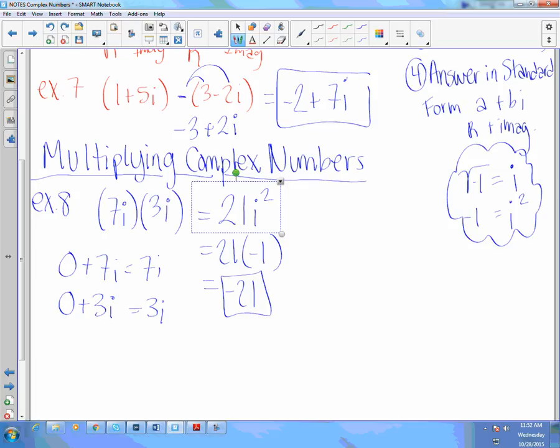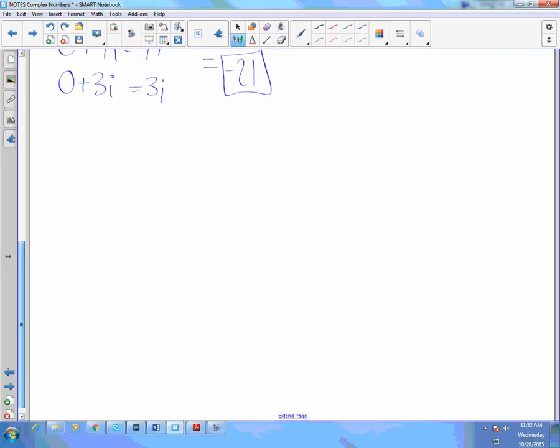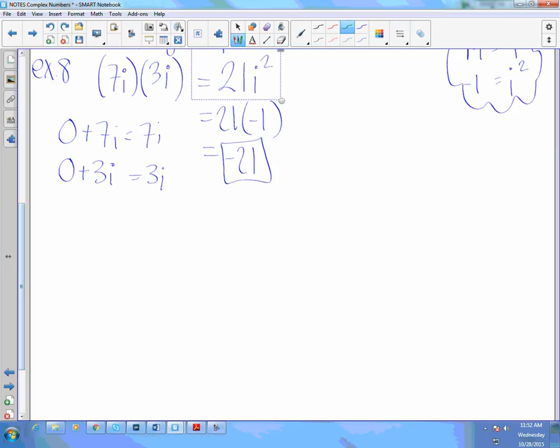Okay, let's try number 1, and we'll write down the steps. The process is very similar to what you're used to, but remember this extra step of changing the i squared to a negative 1. Okay, last problem. The complex number 2 minus 3i, times the complex number 4 plus 5i. You're asked to simplify that. How would you normally go about simplifying that?